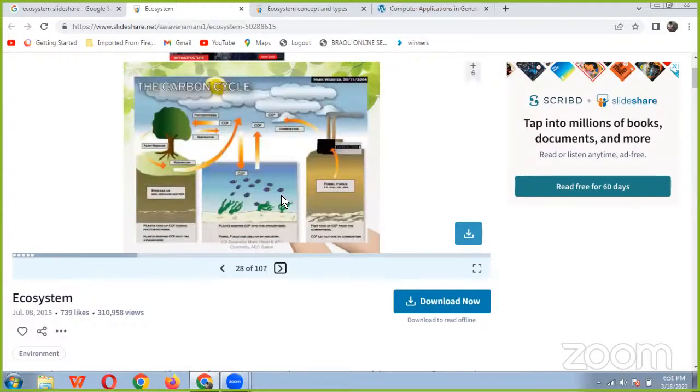Next is the carbon cycle. Approximately 60% of the carbon components are available in human beings, and plants also contain about 60% carbon components. Next is the carbon cycle. For example, these are the carbon cycle: the plants and the carbons.